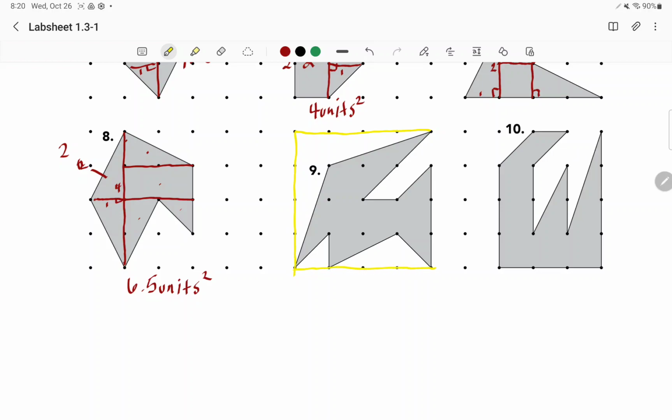All right, and I believe it ends up being a 4 by 4. 1, 2, 3, 4. Yeah, so it ends up being a 4 by 4. So the area of that 4 by 4 is going to be 16.